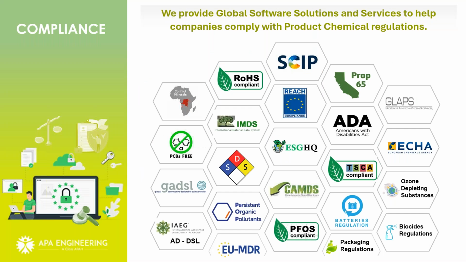At APA, we offer comprehensive solutions to meet global compliance requirements. Our software tool helps address chemical, packaging, and biocide regulations efficiently. We also provide tailored support for complex needs like VOC and SKIP compliance. Our goal is to ensure your regulatory journey is smooth and successful.